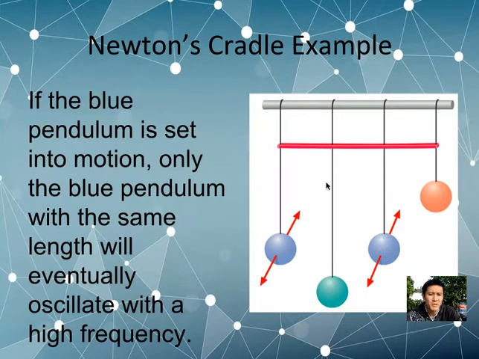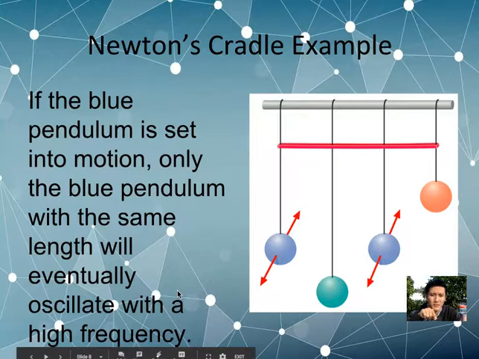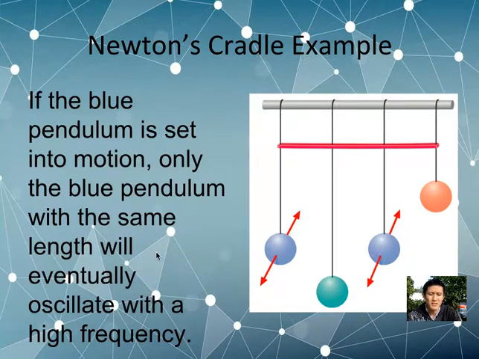So here's an interesting problem. If I have 4 different balls and they're all at different lengths except these 2 blue balls, and if the blue pendulum is set into motion, only the blue pendulum with the same length will eventually oscillate with the same frequency. So if I hit that ball and get it moving, the only other ball that's going to oscillate is this other blue ball that's at the same length of string, and that's because they have the same length of string, and they're going to have what we call resonance.